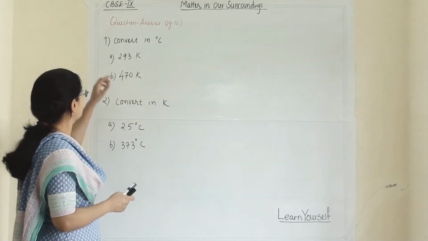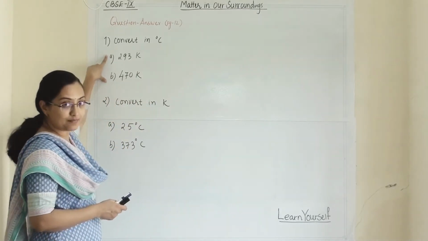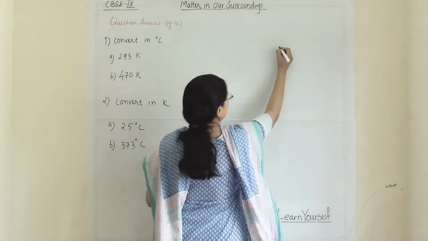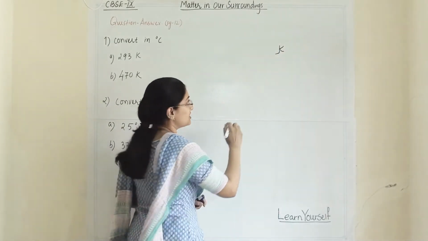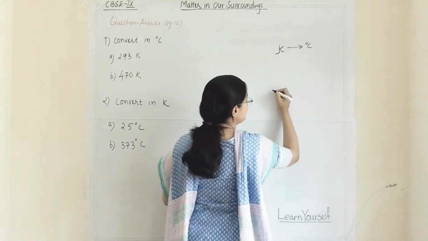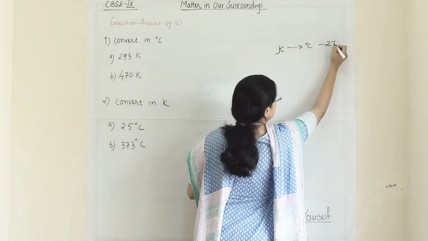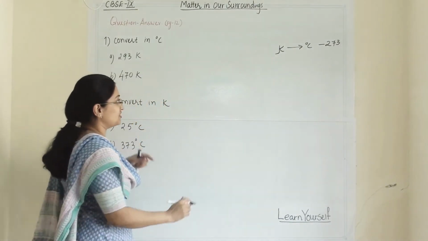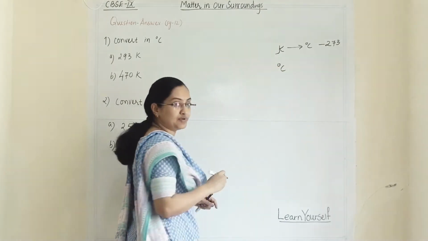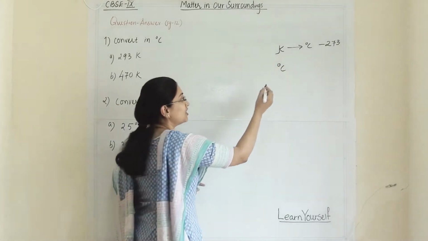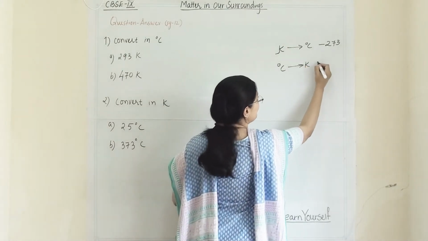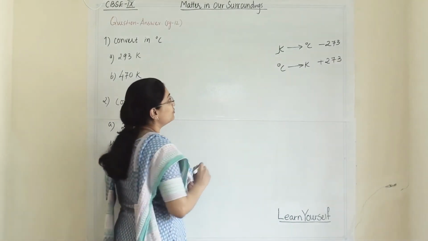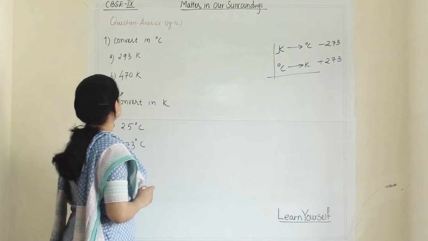In the first question we have to convert these Kelvin scale temperatures into degrees Celsius. Now we know that whenever a Kelvin scale temperature is given to us and we have to convert it into degrees Celsius, we should subtract 273 from this temperature. And when a degree Celsius temperature is given to us and we have to convert it into the Kelvin scale, then we have to add 273. So this you have to remember. Now let us see the first one.